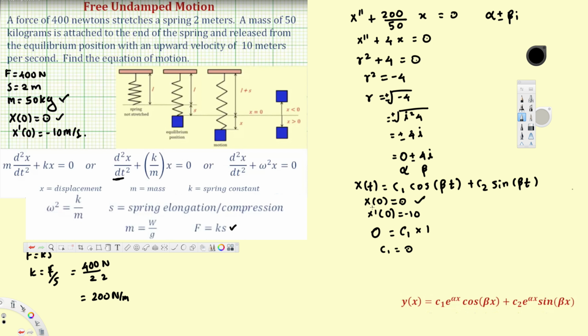Now to find the c2 value, we have to find the derivative of this one. Since we know that c1 is equal to 0, we don't have to worry about this part. We can write our new equation: x of t is equal to c1, which is 0, so this is the only part that's going to remain, c2 sine beta t. And if you take the derivative of this one, this is going to be x prime of t.